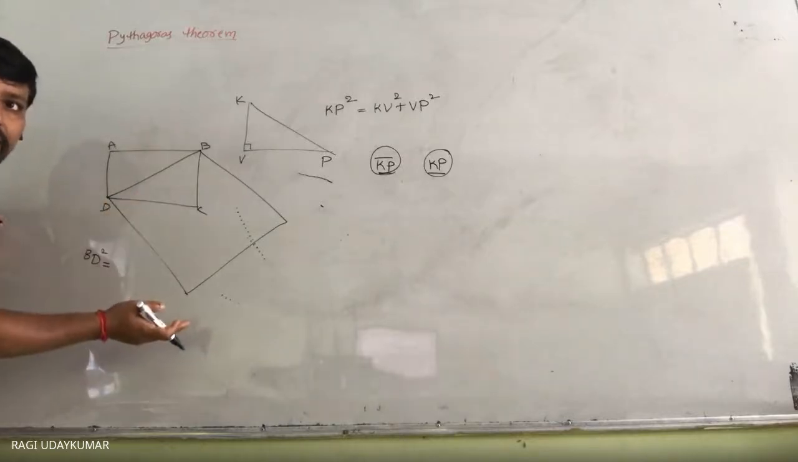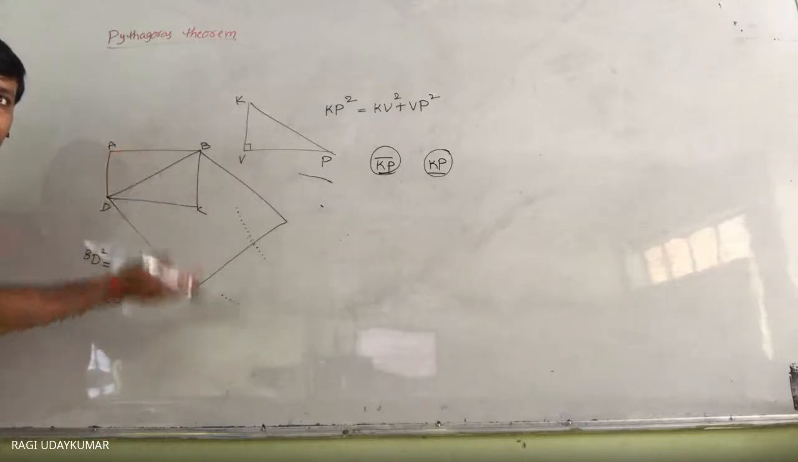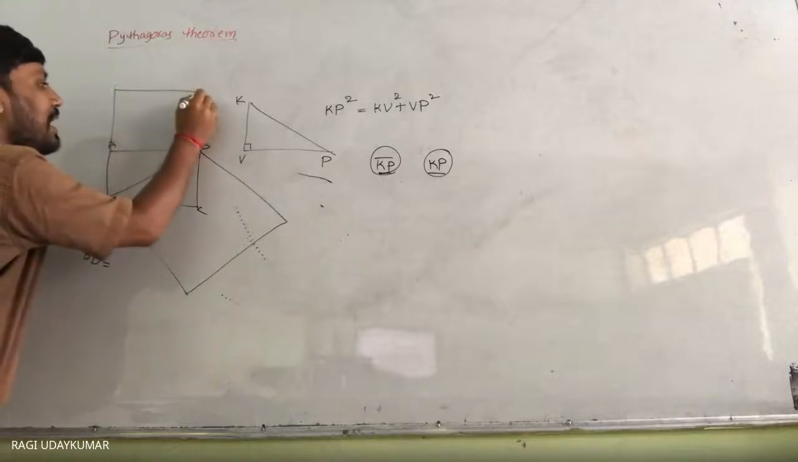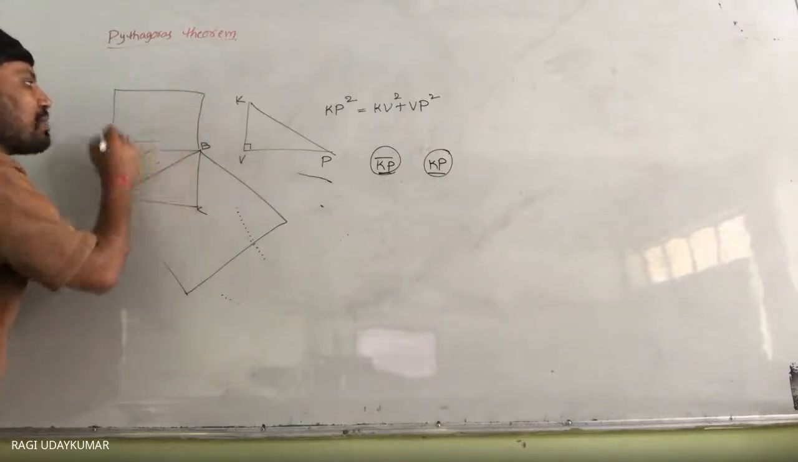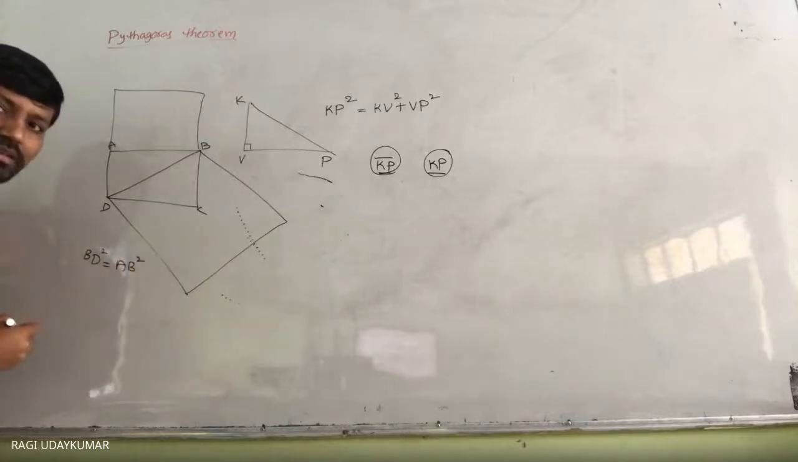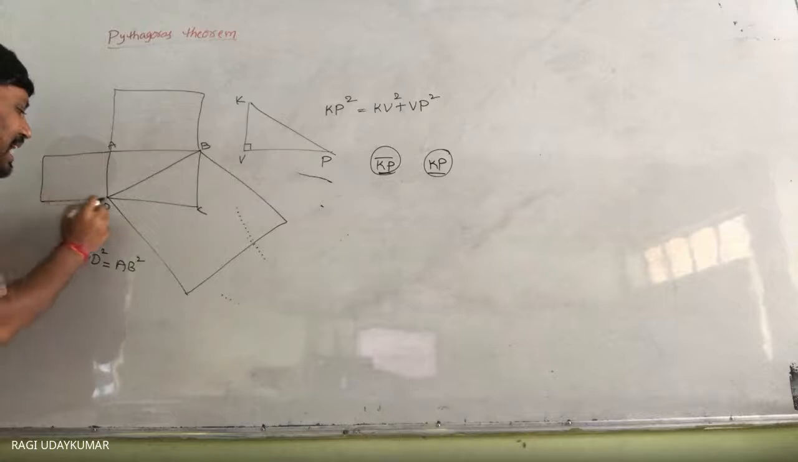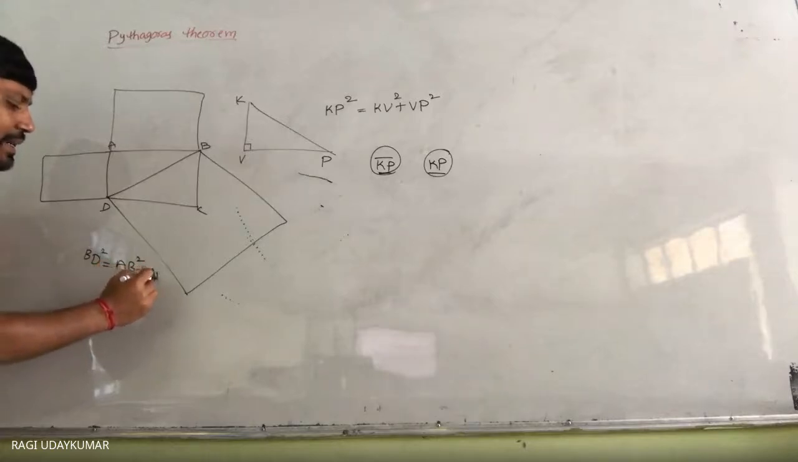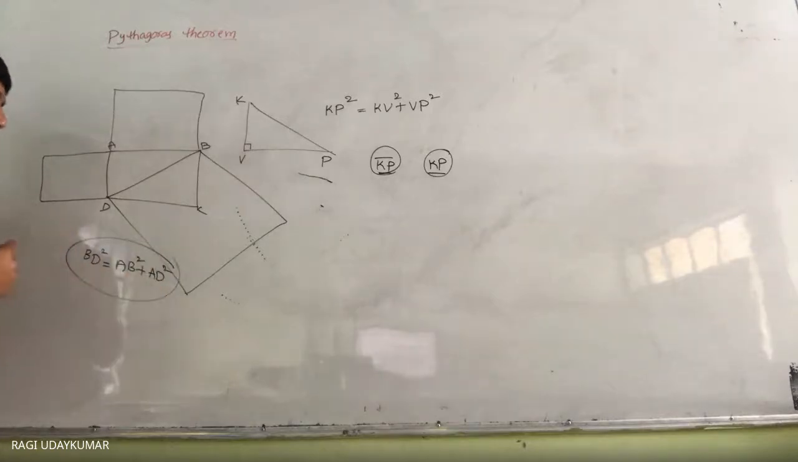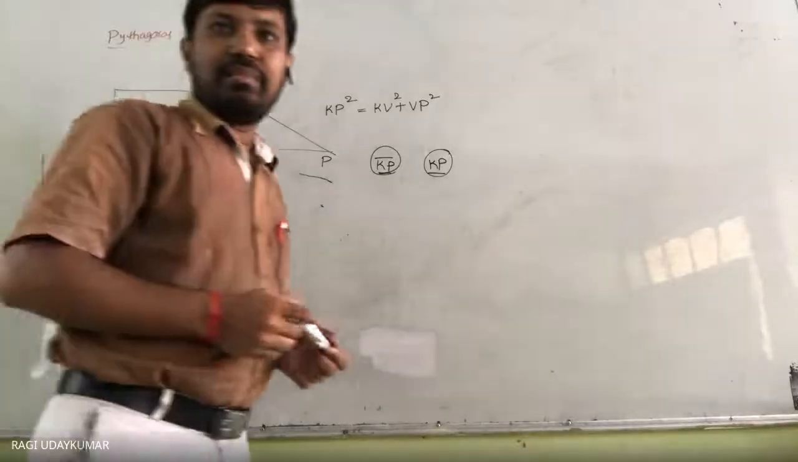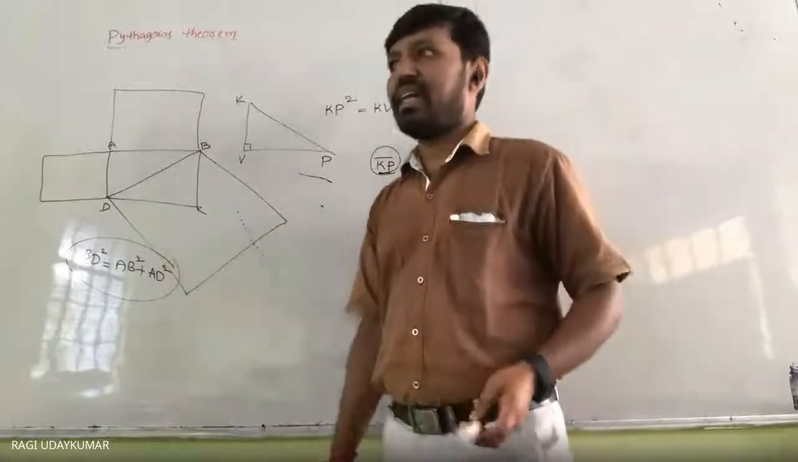It produces by itself the same area. The diagonal produces it, and the area of the square on this side, what is the area of that one? AB square. And on this side another square is given. So what do you get here? Plus AD square. BD square is equal to AB square plus AD square. So indirectly it is the Pythagoras theorem only, right?